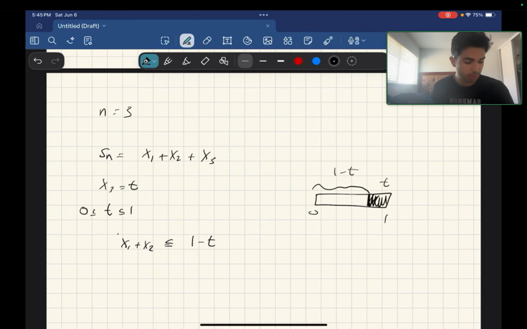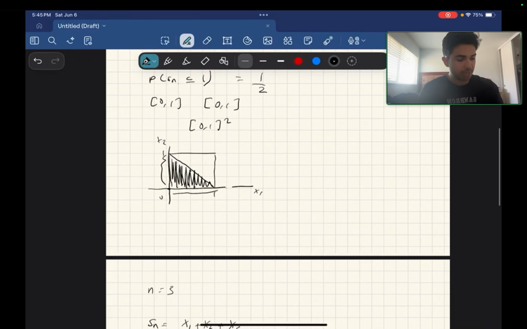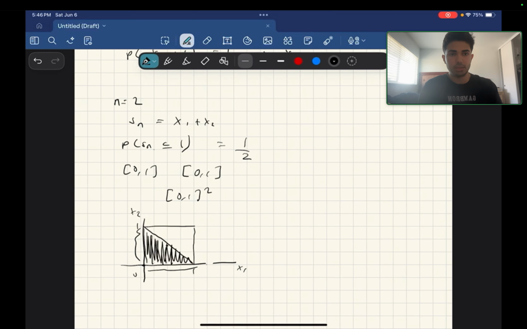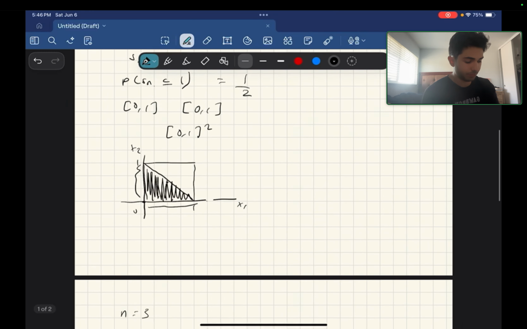Now we're trying to find the probability that x sub 1 plus x sub 2 is less than or equal to 1 minus t. It's kind of like the previous part, except instead of being less than or equal to 1, it's less than or equal to 1 minus t.